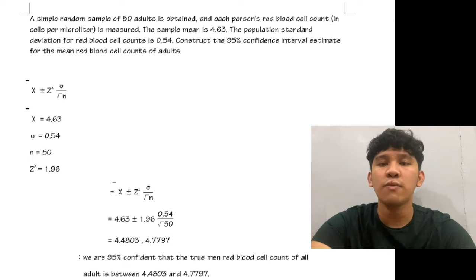So we are 95% confident that the true mean red blood cell count of all adults is between 4.4803 and 4.7797.